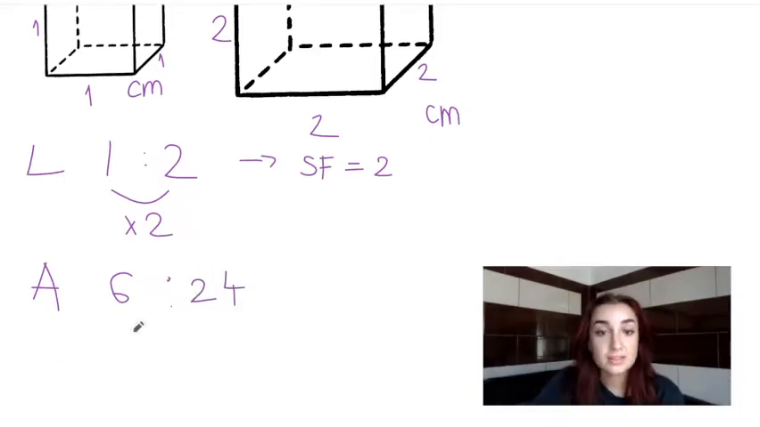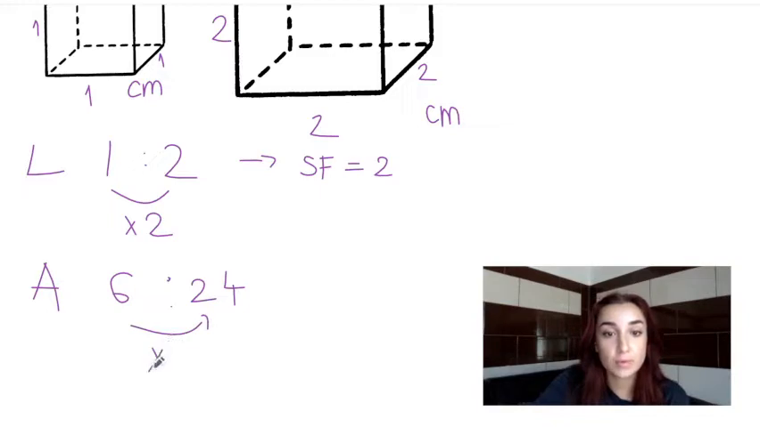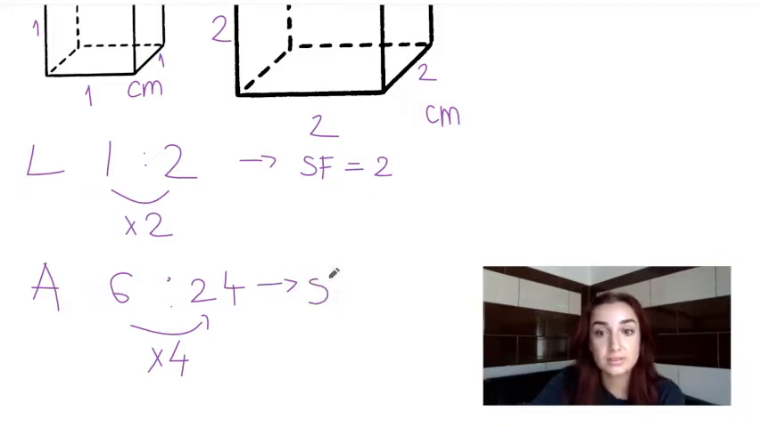Now let's calculate the scale factor. To go from the area of the first cube to the area of the second cube, we just have to times by 4. So the scale factor for this is 4, or 2 squared. So the initial scale factor squared.